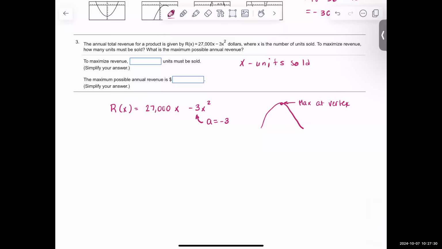Now you could graph this and find the vertex. I think the formula is easier, and the reason I think the formula is easier is because I don't have to figure out the window to graph this at. So that can be somewhat complicated to do.